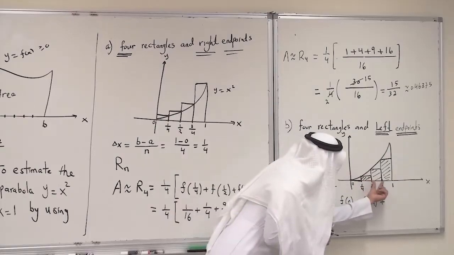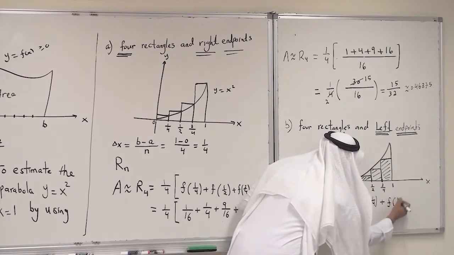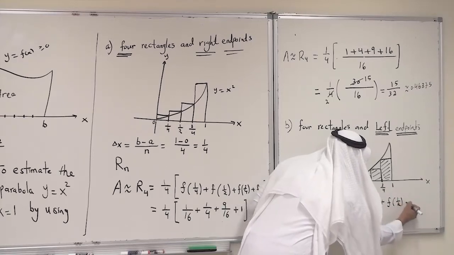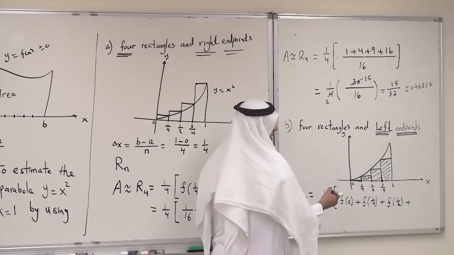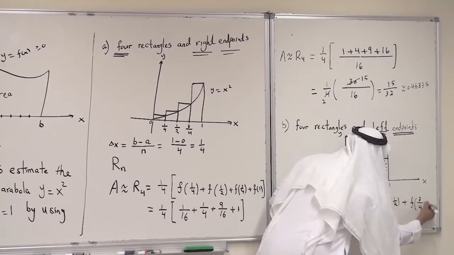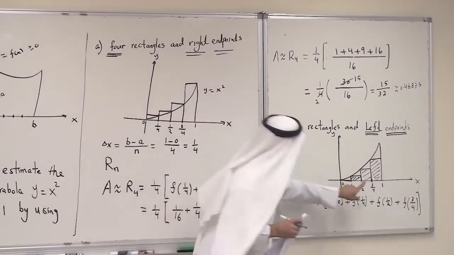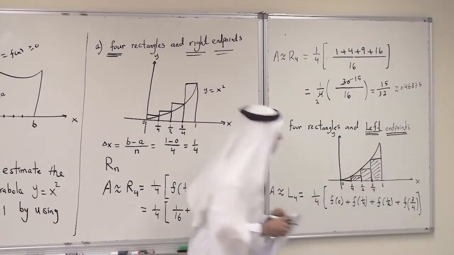I have this third subinterval. I will choose the image to be at the beginning, so it is f of 1/2, plus the last one, which is f of 3 over 4. 3 over 4 is the left point on the last subinterval. The last subinterval is 3 over 4 to 1.